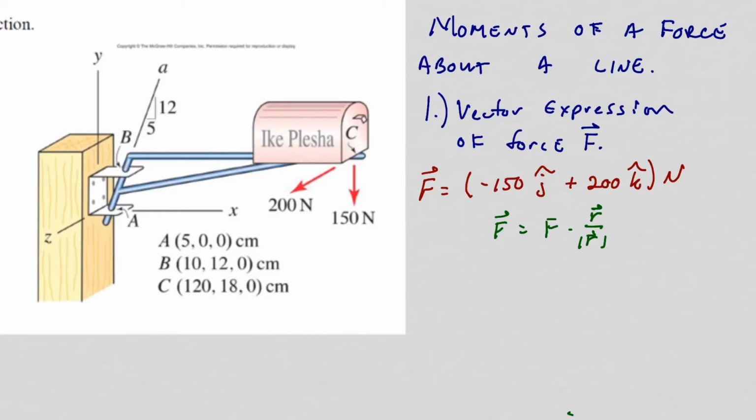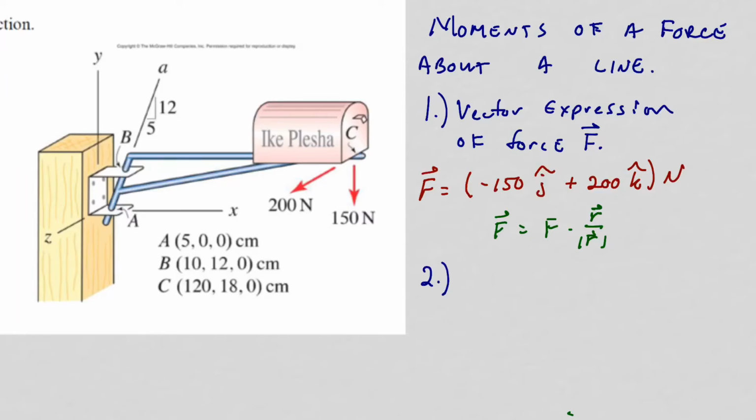Step 2 in finding the moment of a force about a line is to find the position vector r from some convenient point P, or in our case A or B, that is on that line to some point on the force's line of action. If we look at it, the only point that we know for the force is point C. So we are obviously going to choose point C as one point, and then we need some point along line A to point C.